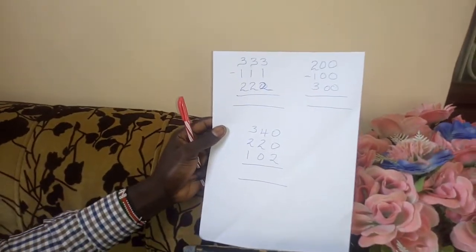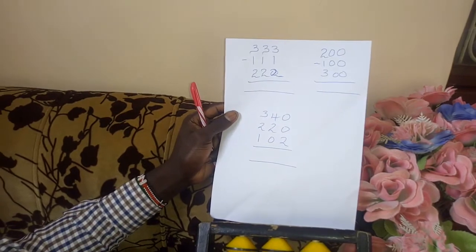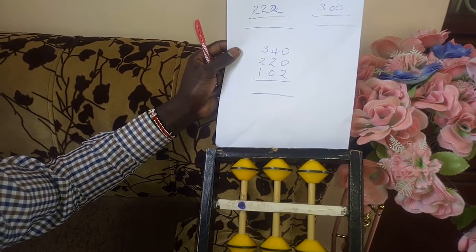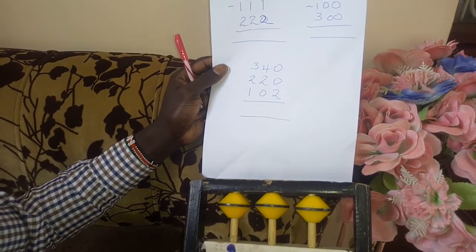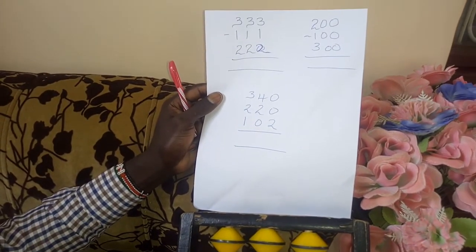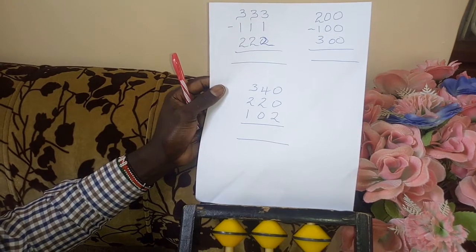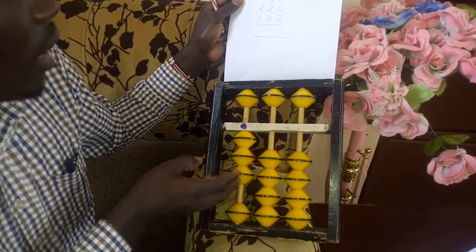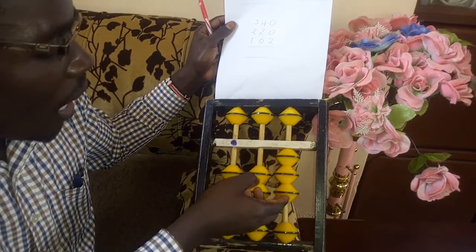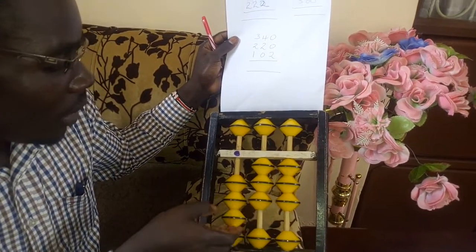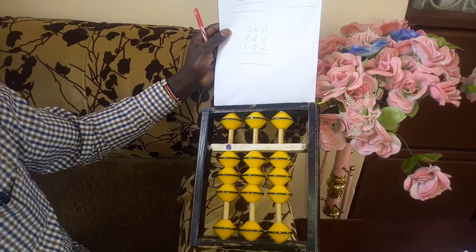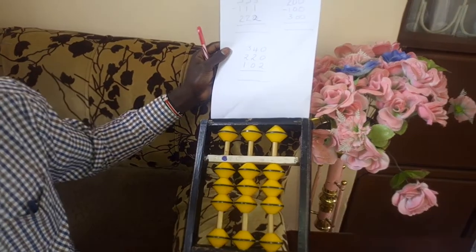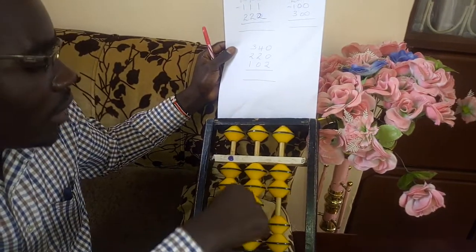Now I will start. 333. Add 111. Is it add or you subtract? You subtract. And then add 222. Now I will start 333. Add, less 111. Less 111.